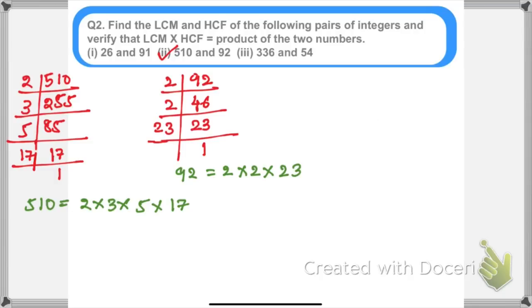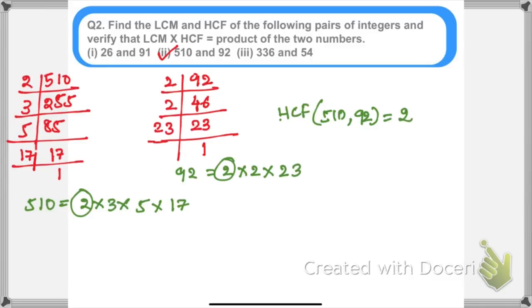So the HCF of 510 and 92 will be equal to, what is the common factor? 2. And is there any other common factor between them? No. So the HCF will be equal to 2.